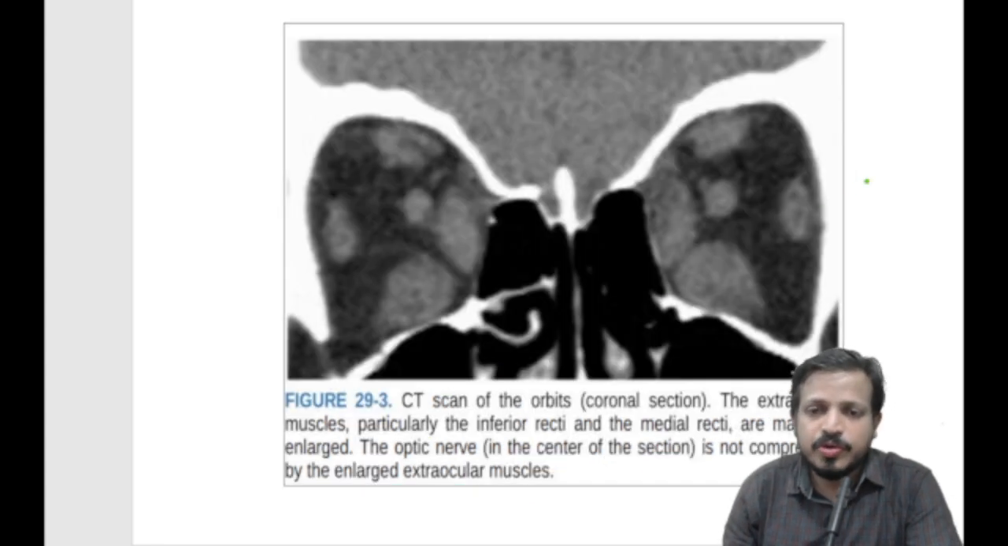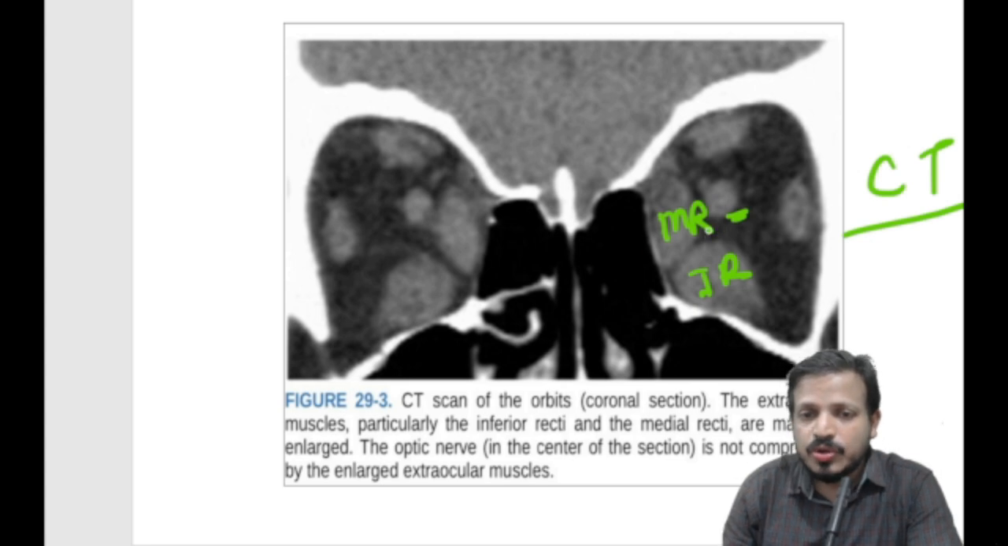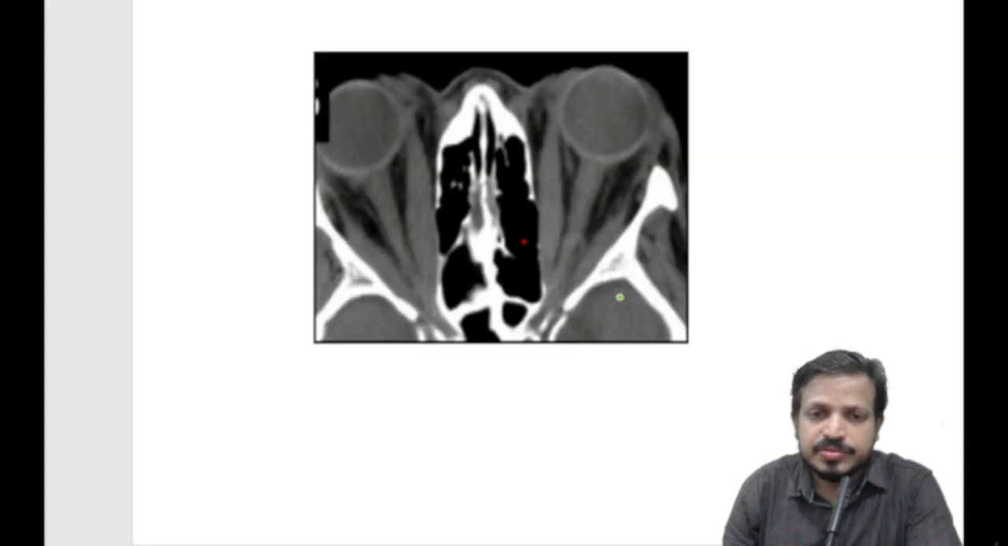Coming to the CT scan of the orbit, this is the CT orbit. We are showing the extraocular muscles, and this is the optic nerve. We can find there is a thickening of the medial rectus and the inferior rectus, and this is the optic nerve. There is no compression of the optic nerve by the thickened muscles. Here also this is the medial rectus and this is the inferior rectus. So this is the CT of the orbit in the coronal section showing the muscle thickness.